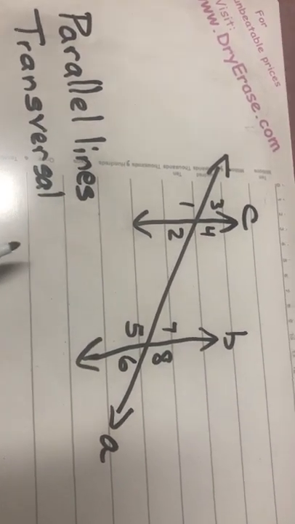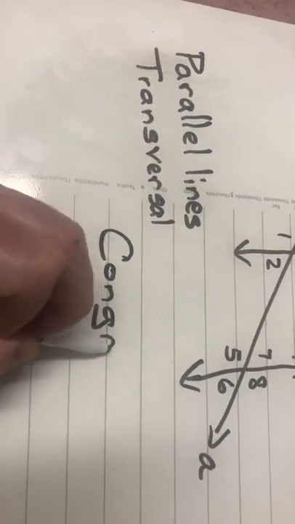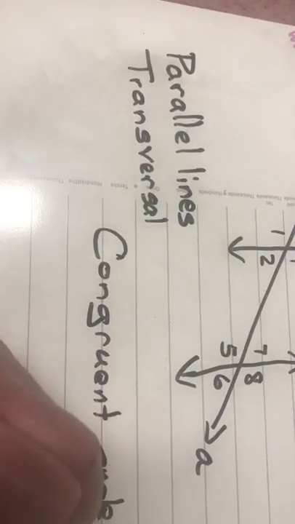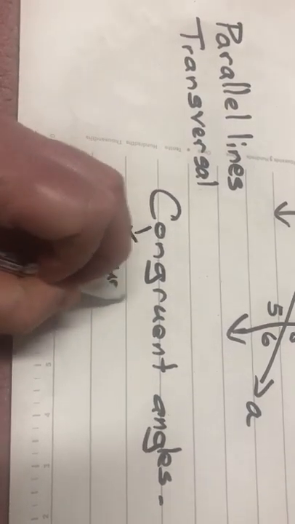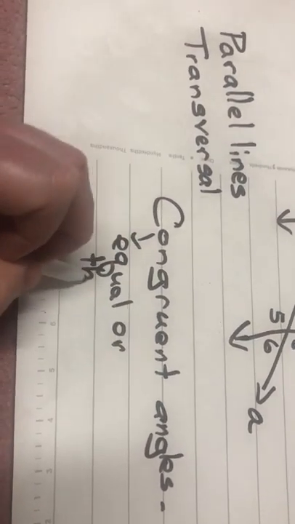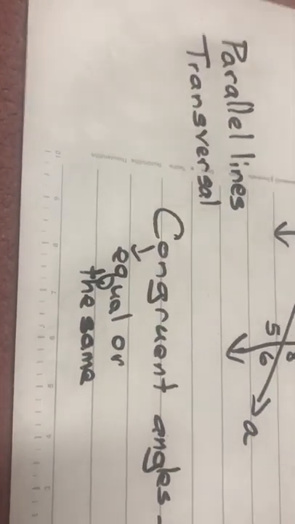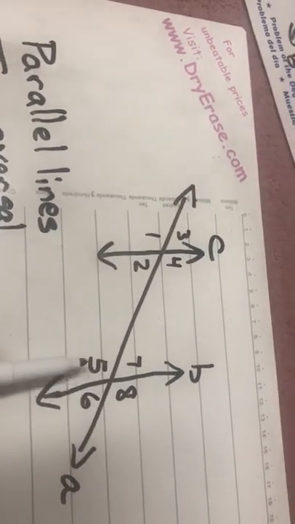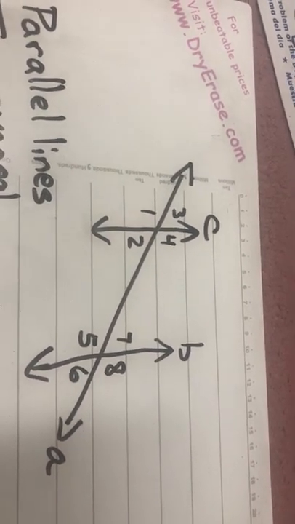Now, they also want to talk about congruent angles. I'm going to write that down. Congruent is not a new word. Congruent is simply a fancy name for equal or the same, meaning that they have the same measurement. Their measurements are equal. And since we have parallel lines, we're going to have equal angles. And so they're asking us which of the angles are congruent.